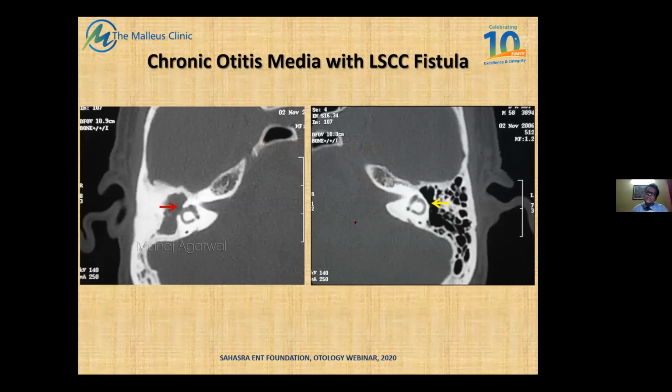It's usually symmetrical. You can also see the scutum over here. You can see the hourglass configuration of the attic, the aditus, and the antrum.